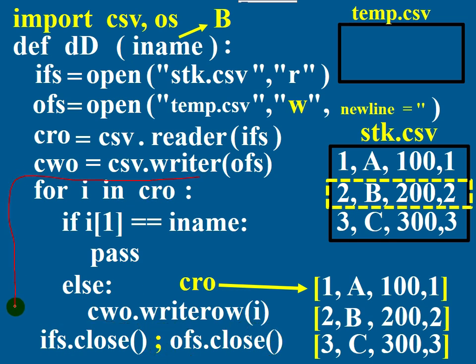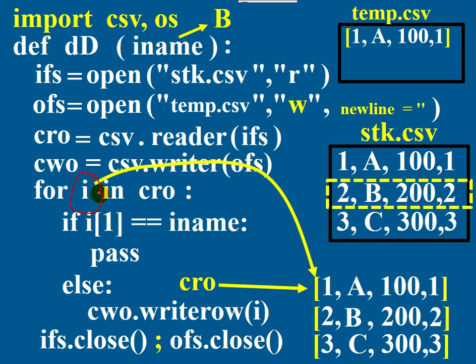Let me explain this part using an example. For i in CRO, i will contain the first list. What is i of 1? A. What does iname contain? B. So A equal to B, wrong, meaning this is not the list to be deleted. Control will come to the else part. That list is written to the temporary CSV file. So it will come here.